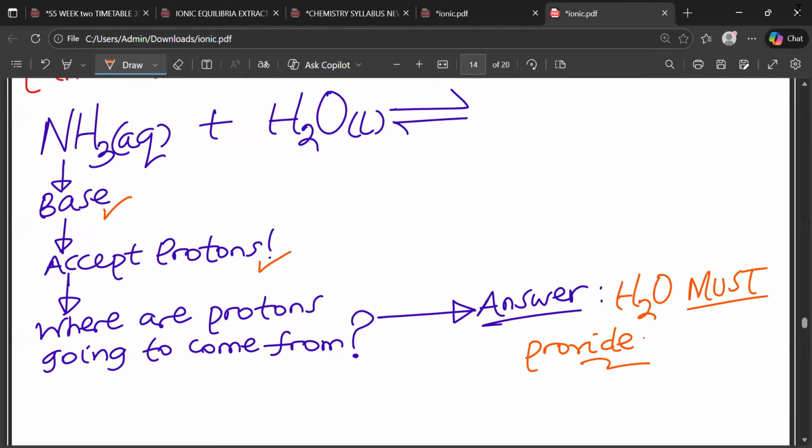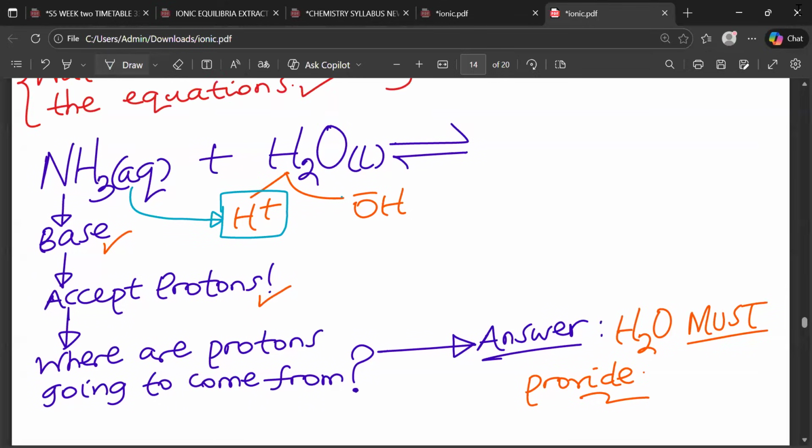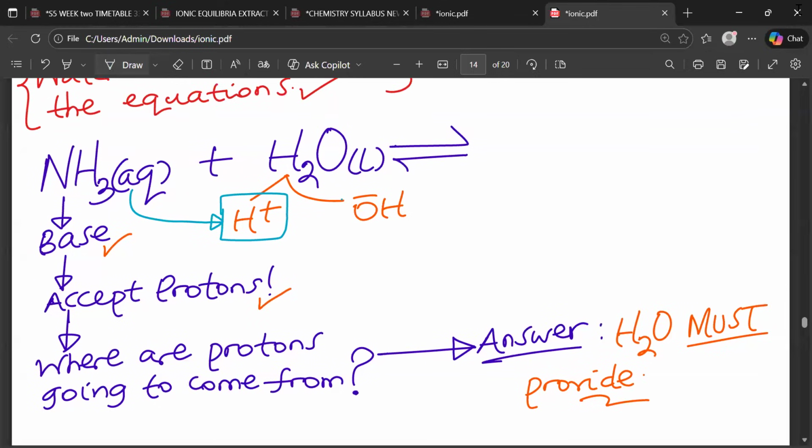Then you recall what I said. I told you that this water has two things. It has the H plus part and the OH part. You all know that. Now this one is our proton. So because ammonia is a base, it will accept it. It will accept it, period.